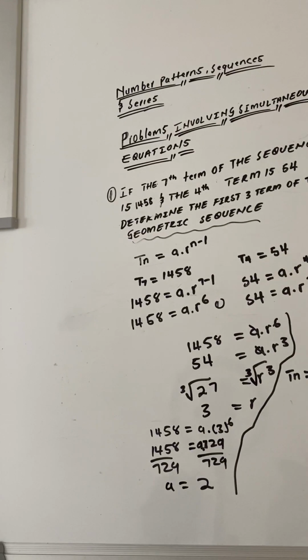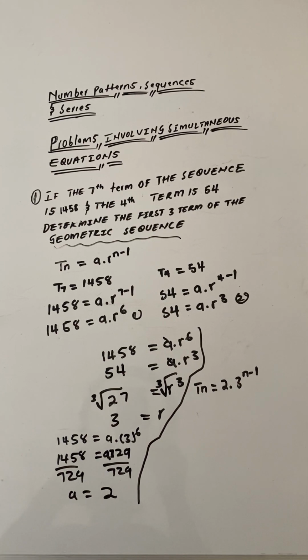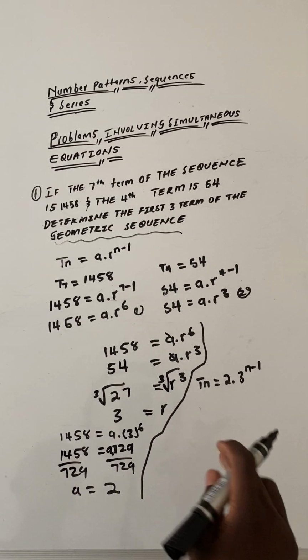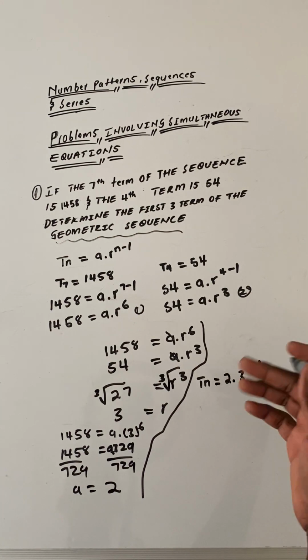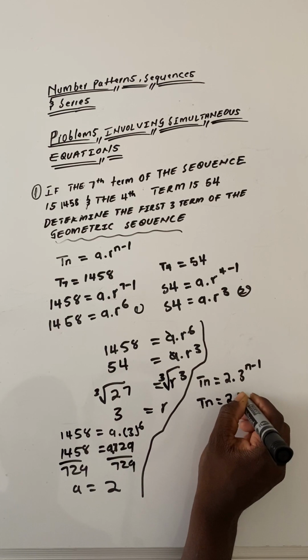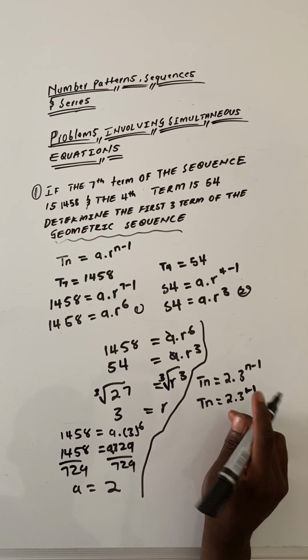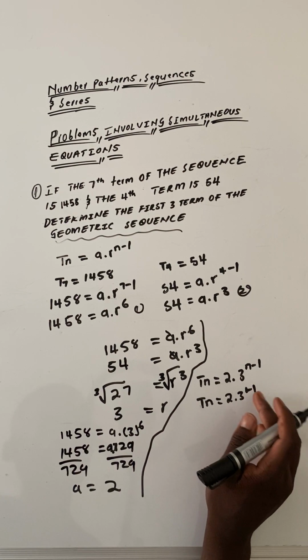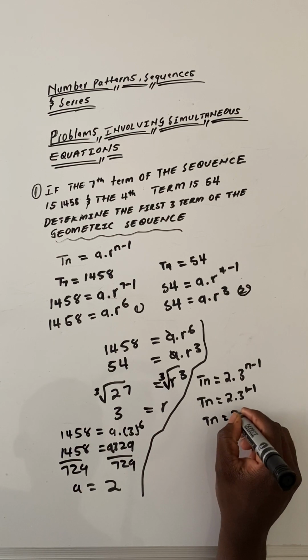So now we need to determine the first three terms, right? So how do we determine the first three terms? We need to put, where there's n, a 1, 2, 3, and so on. So let us start with the first term. Tn is equal to 2 times 3 to the power 1 minus 1. So 1 minus 1 is 0, and 3 to the power 0 is 1. So Tn will actually be equal to 2 times 1, which is 2.